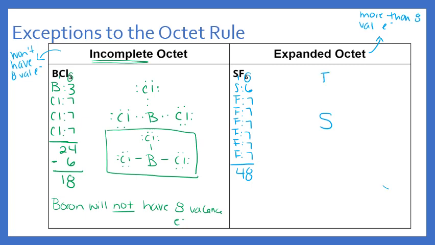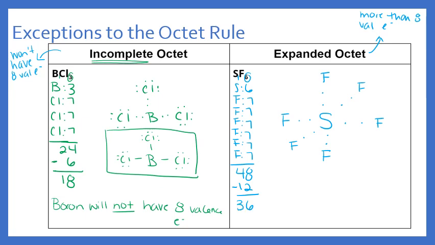So we're going to put a fluorine up top and a fluorine on the bottom, that's 2. A fluorine to the side, that's 3, 4, 5, 6. All right, and now we're going to connect with our bonding electrons. So 1, 2, 3, 4, 5, 6, 7, 8, 9, 10, 11, 12. So we've used 12 electrons, which leaves us with 36.